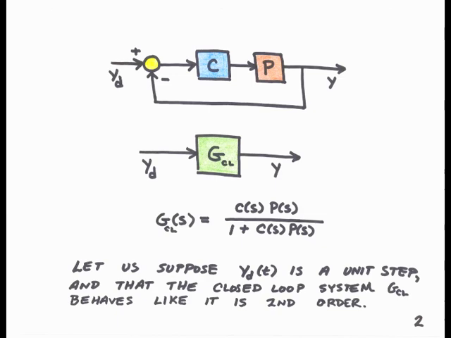We know that if the closed loop transfer function is a second order system or behaves like a second order system, then we can use what we learned in our last presentation to analyze its transient response behavior. We know in this case that the transient response of the closed loop system will depend upon where the closed loop poles are in the complex plane.